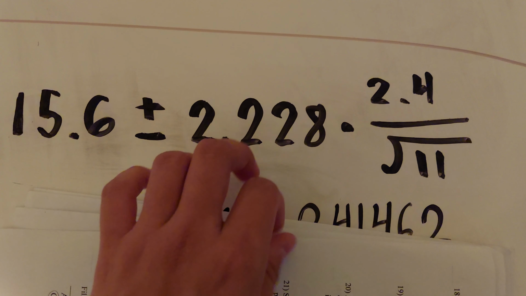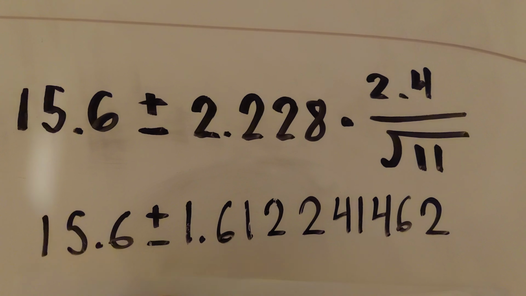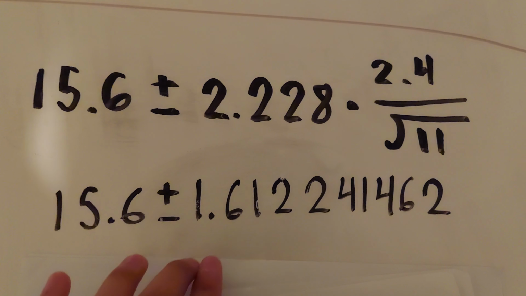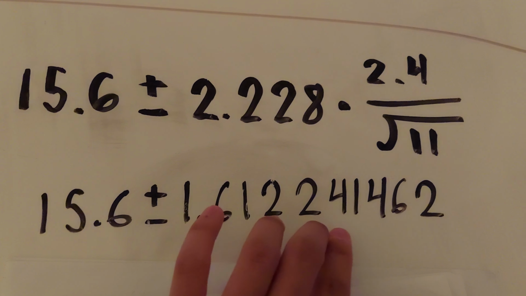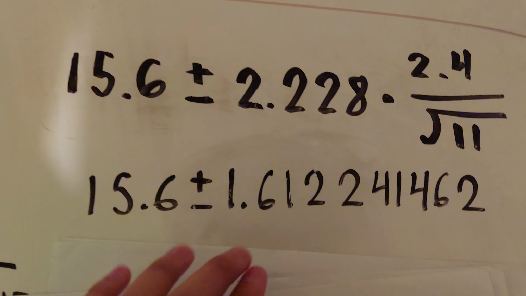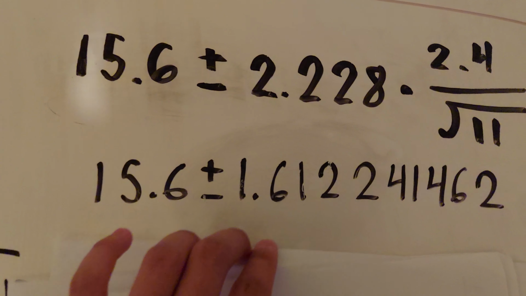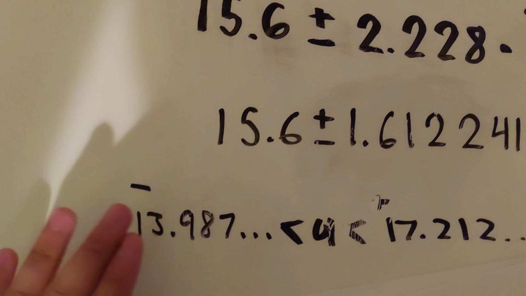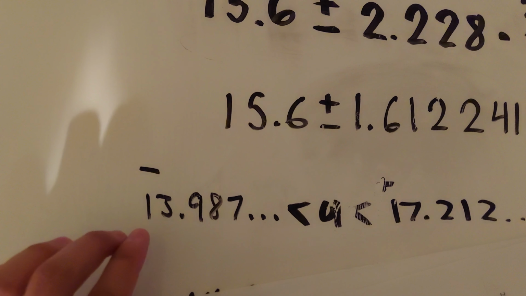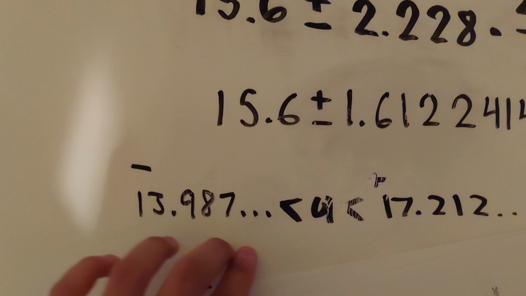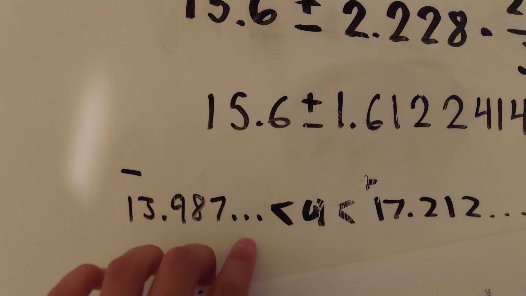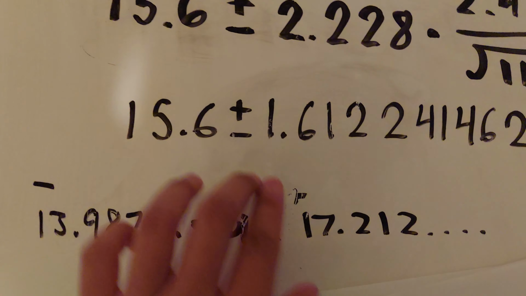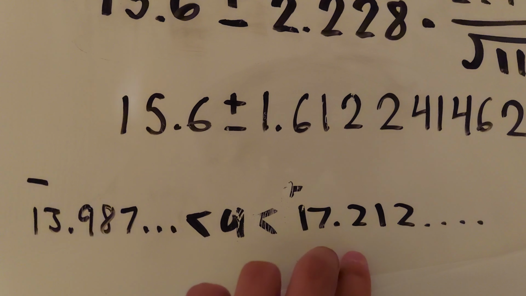So when I do this all in one fell swoop, we're going to get 1.612241462. When I subtract it and add it, over here on the subtraction side, it's going to be 13.987 with some more numbers behind it represented by the dots. Kind of messy. When I add it, it's going to be 17.212.